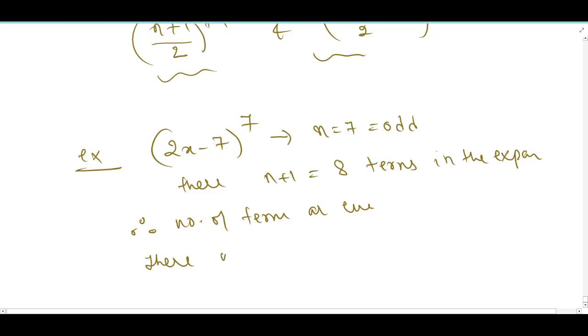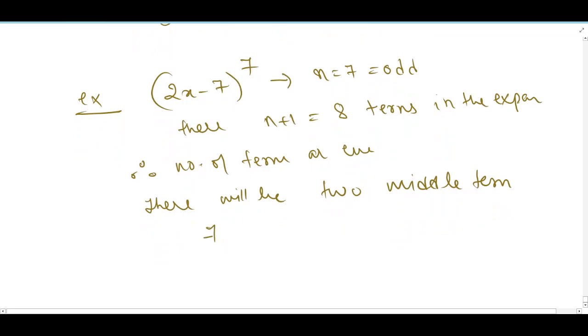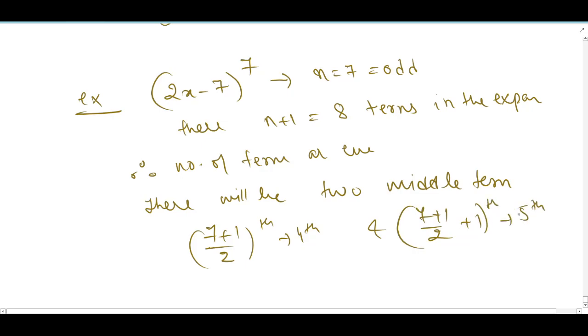The two middle terms are the (7 plus 1)/2, that is the fourth term, and the (7 plus 1)/2 plus 1, that is the fifth term. So there are two middle terms, the fourth and fifth terms.